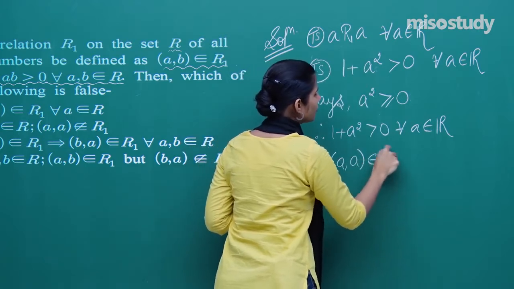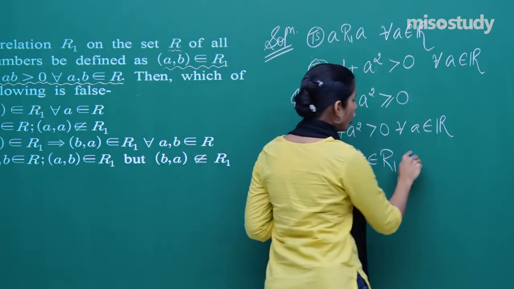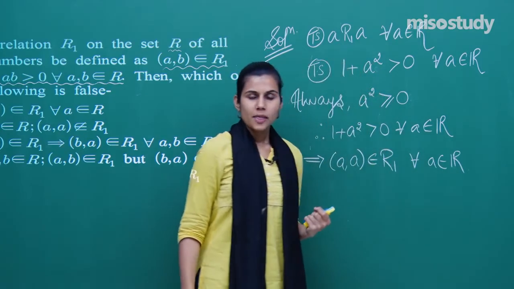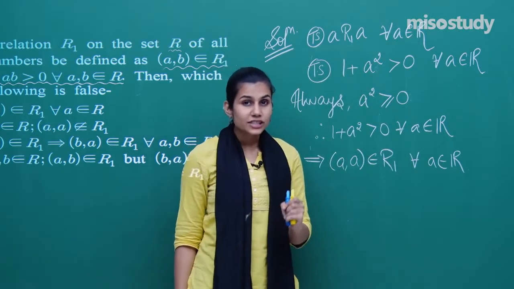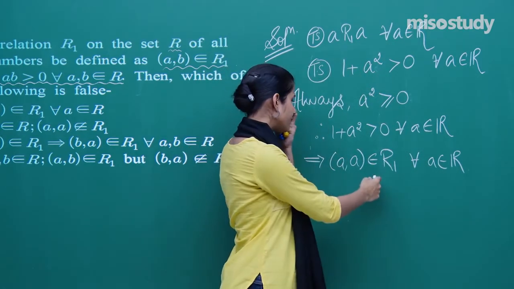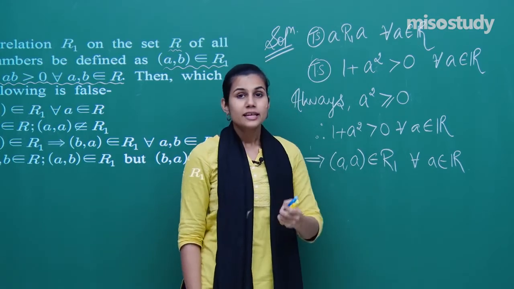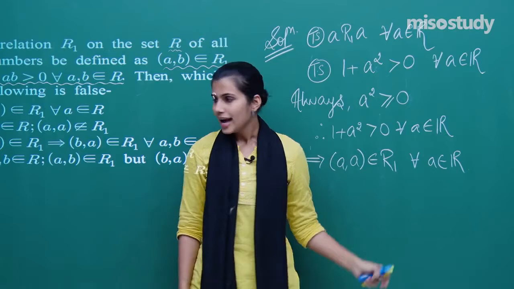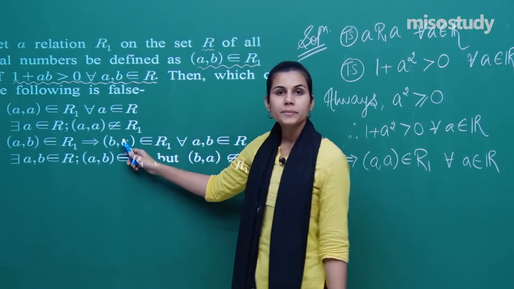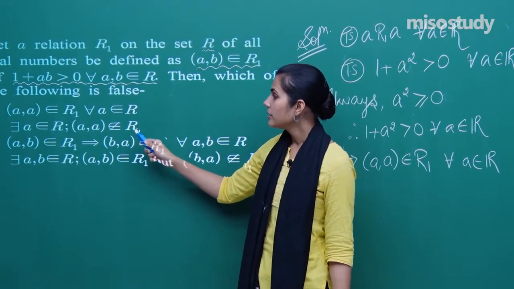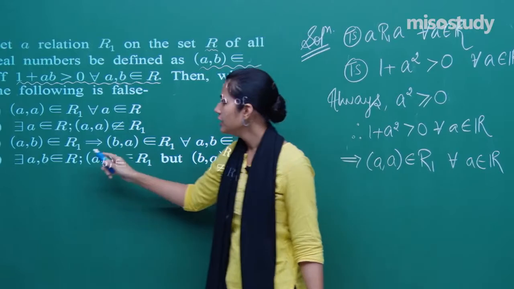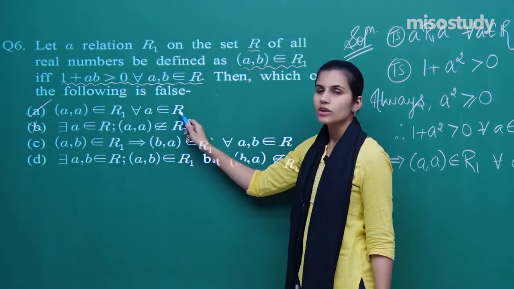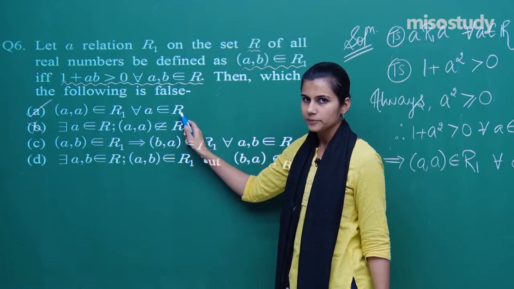And therefore, 1 plus a square is greater than 0 for all a in R, delivering that (a, a) belongs to R1 for all a in R. That means every real number is related to itself under this very relation R1. There is no real number which is not related to itself under R1, and that is why if option B said that there is a real number which is not related to itself, this is wrong, because each member of R is related to itself under R1.